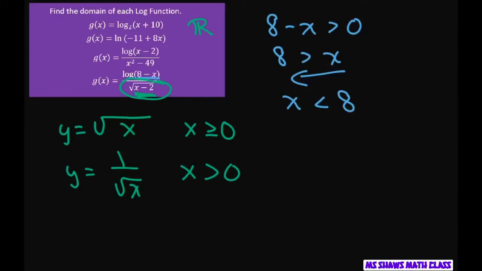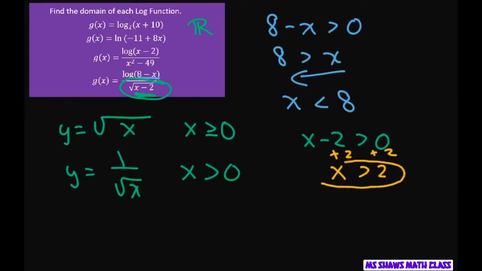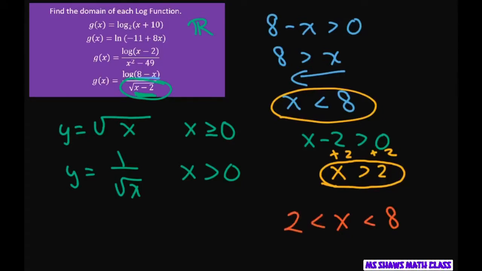So for our case, we're going to take x minus 2 has to be positive. So x has to be greater than 2. And I just added 2 to both sides. So we have x has to be greater than 2 and less than 8. So that's your answer, and it's better if you write it this way. x has to be less than 8, but greater than 2. And if you want to write it more formally, that's how you would write it.